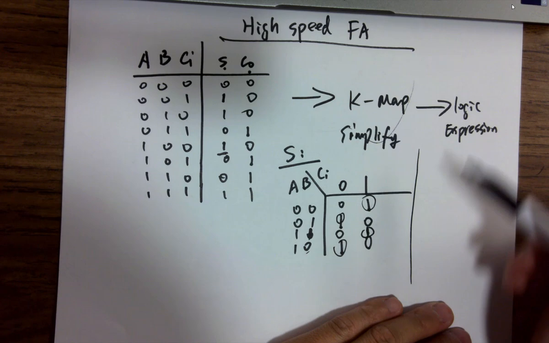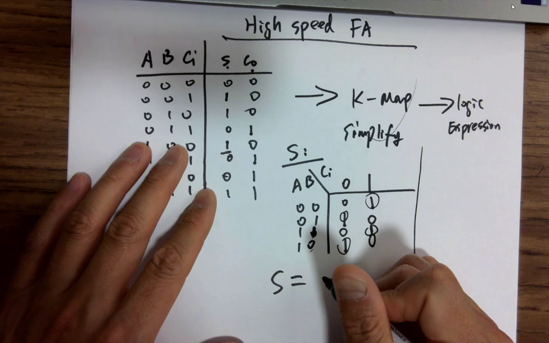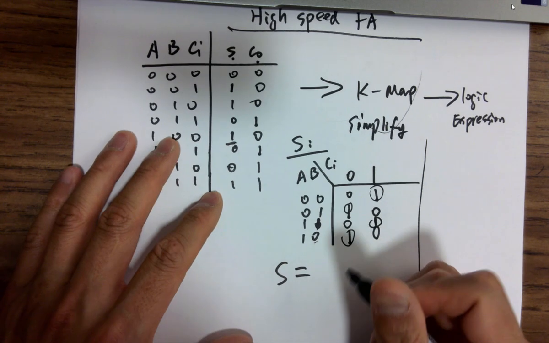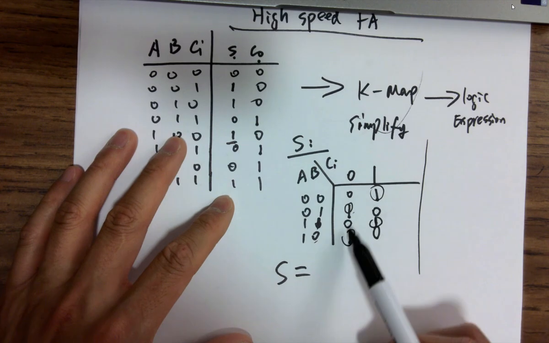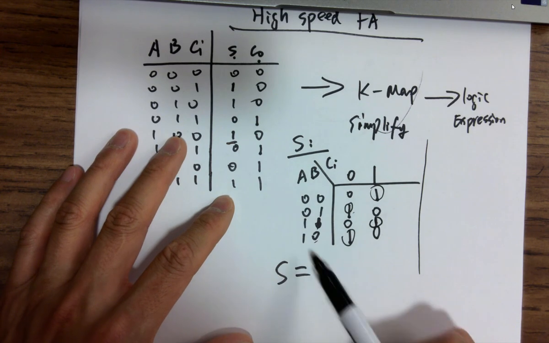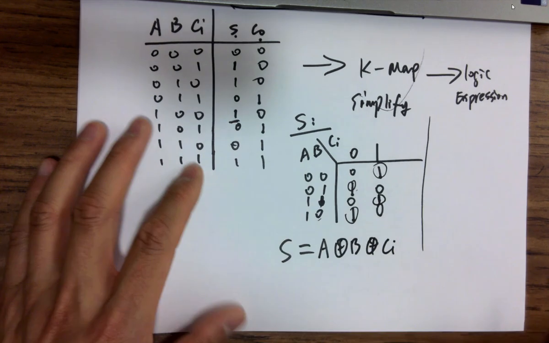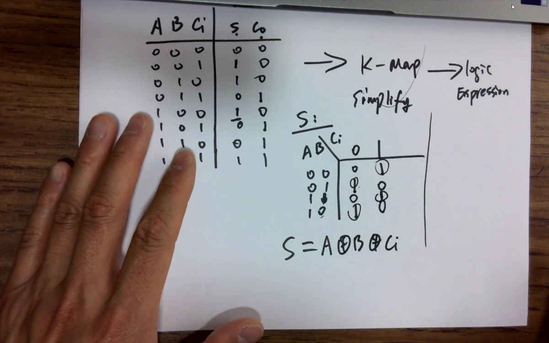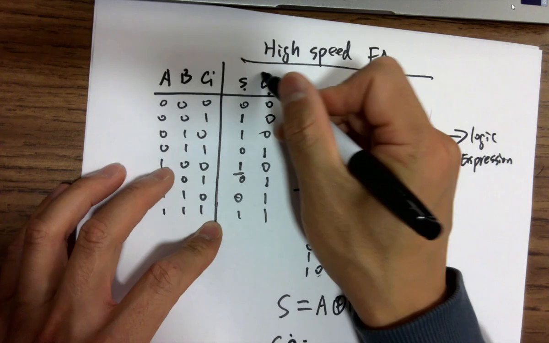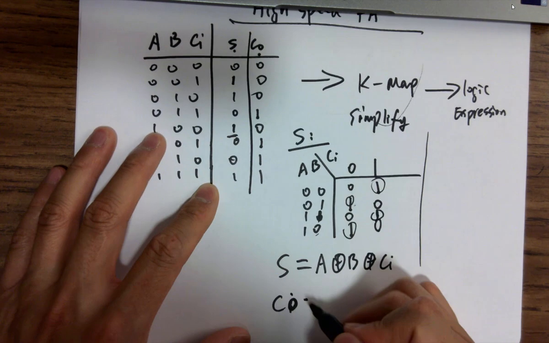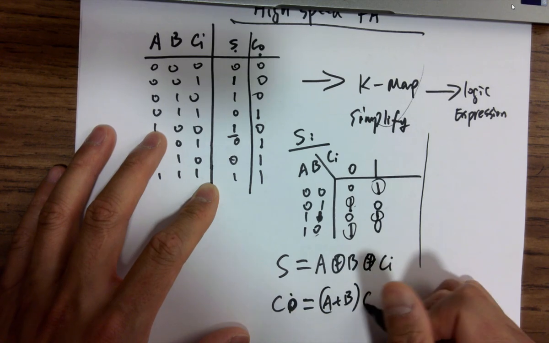So after you get the logic expression, this is a very popular full adder logic expression. We should all know that, right? We couldn't really simplify anything for the sums, so it's actually A XOR B XOR CI. It's going to take another 10 minutes, and I don't think we should spend time on that. So for C out, for this column, C out is A or B, CI or AB.